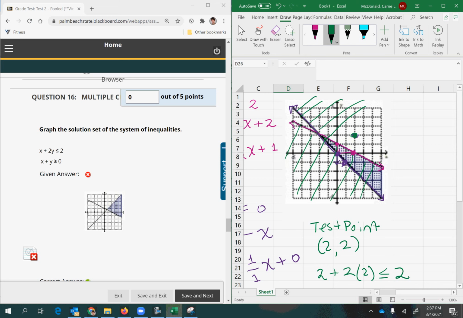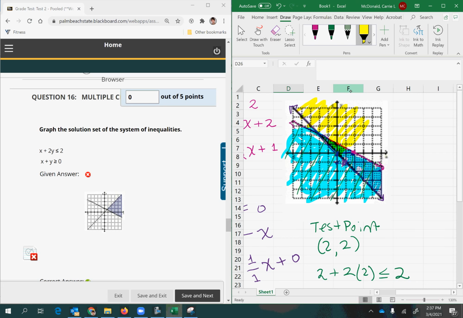And it may help to use a different color, I suppose. Let's use this. It's a little brighter and easier to see. Okay. That's where I shaded before. And now for this one, I'm going to use yellow. And from the purple line, I'm shading toward the test point.